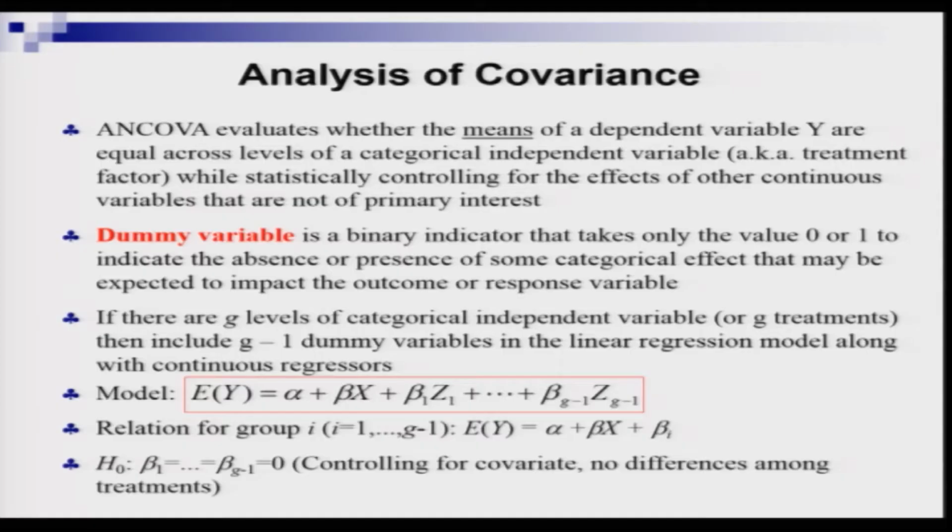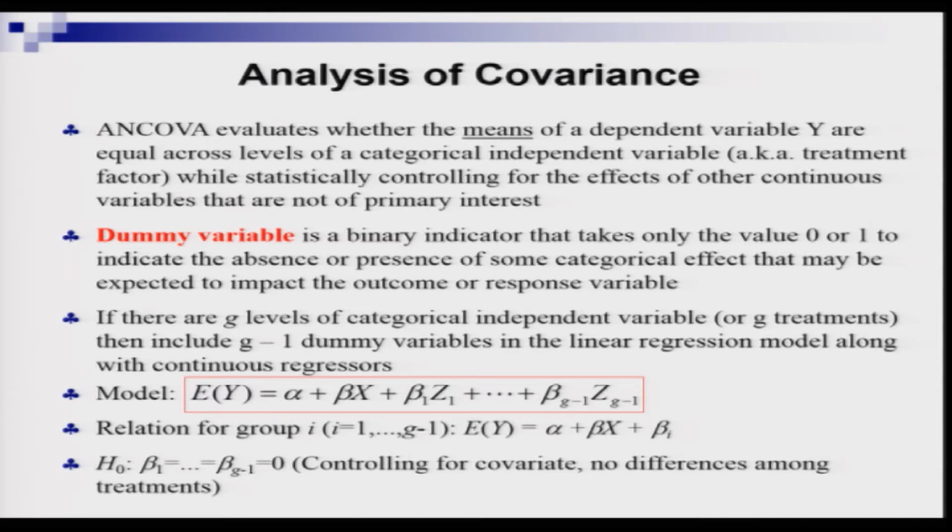So, a complete model will not only have some categorical explanatory variables, it shall have some continuous explanatory variables as well. So, in that case, how do you proceed? So, ANCOVA or analysis of covariance actually helps us to solve this kind of problems involving one continuous explanatory variable together with categorical explanatory variables.